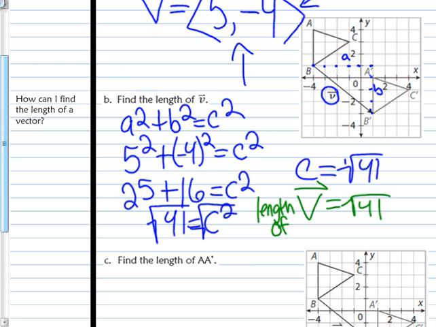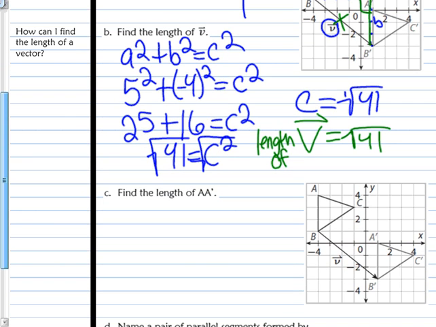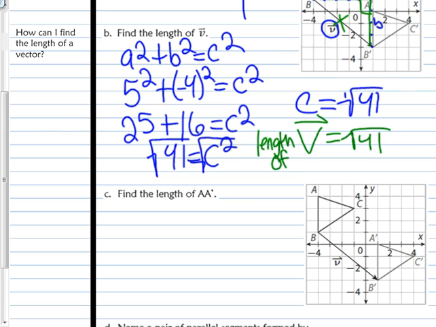Okay? Again, all we did was take the information we already had. If I look right here, these dotted lines, this 5 to the right, this 4 down, okay? I made a right triangle and I found this line, the length of the vector from B to B prime. So that being said, let's look down to C, finding the length of AA prime.